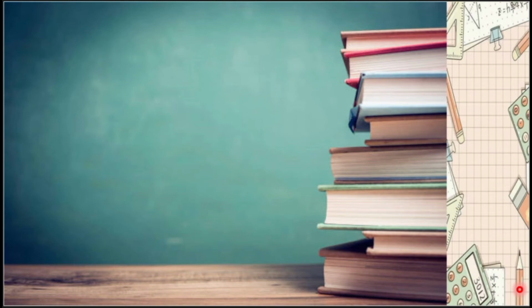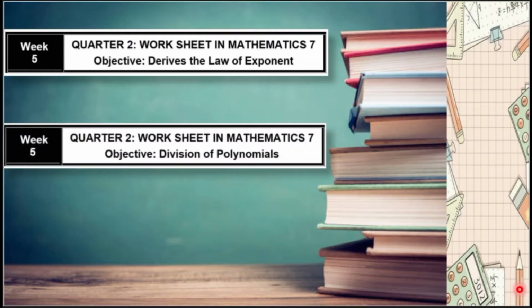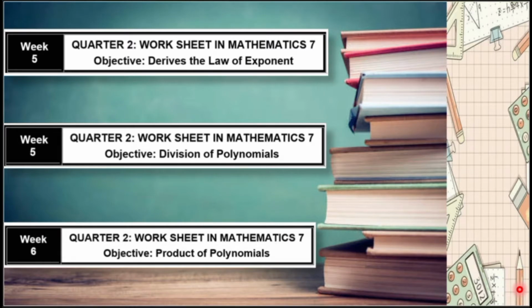Alright, once again, we are here for another video for another topic on weeks 5 and 6 of quarter 2, with the topics: deriving the law of exponents; second, division of polynomials; and third, on week 6, the product of polynomials. Remember that in our printed modules, I have arranged it in a flow of division of polynomials, next is deriving the law of exponents, and third is the product of polynomials.